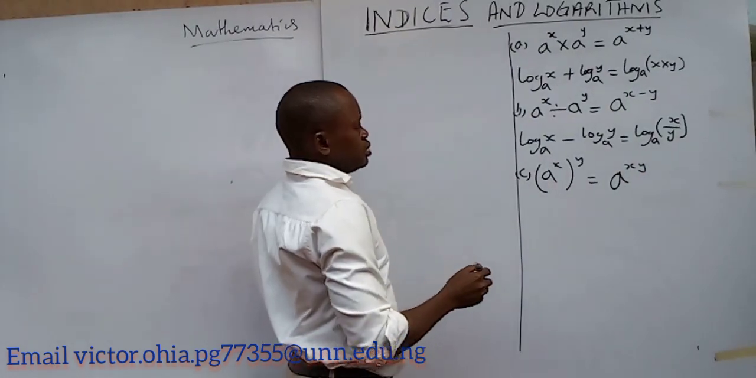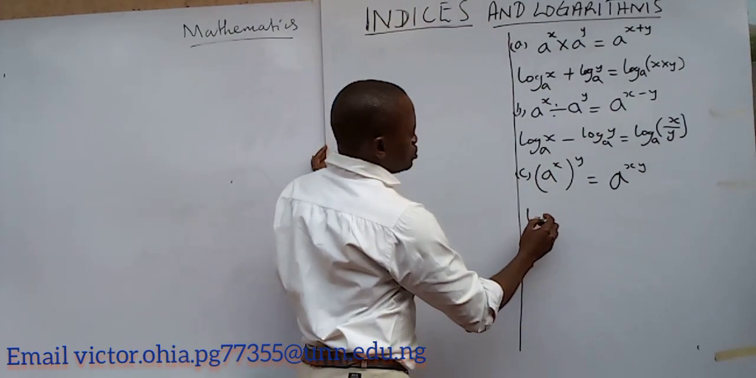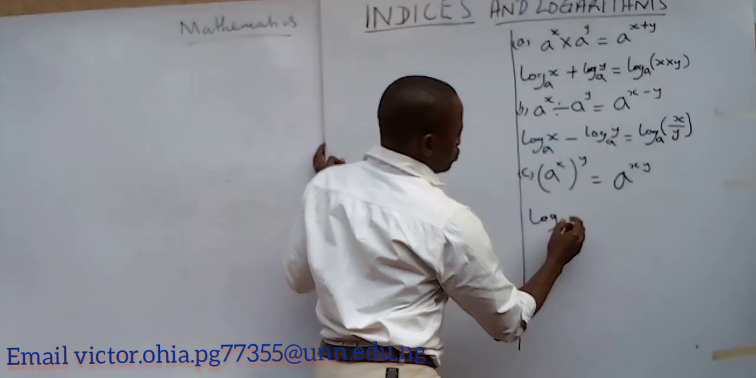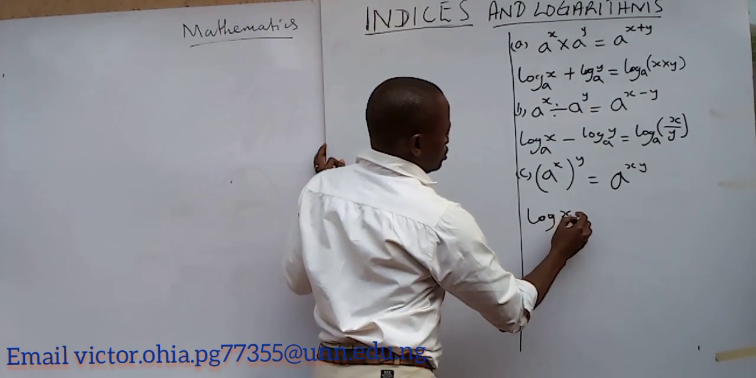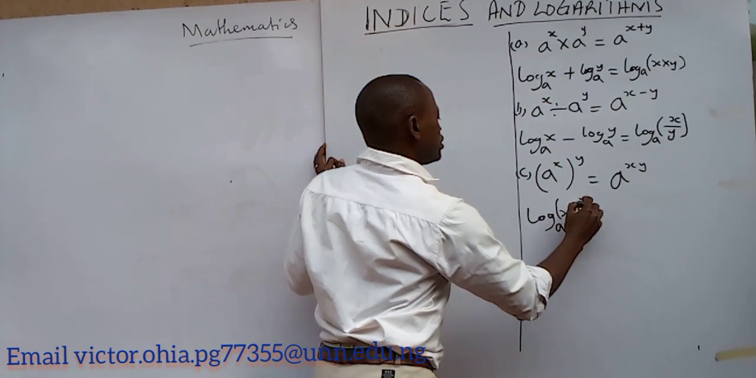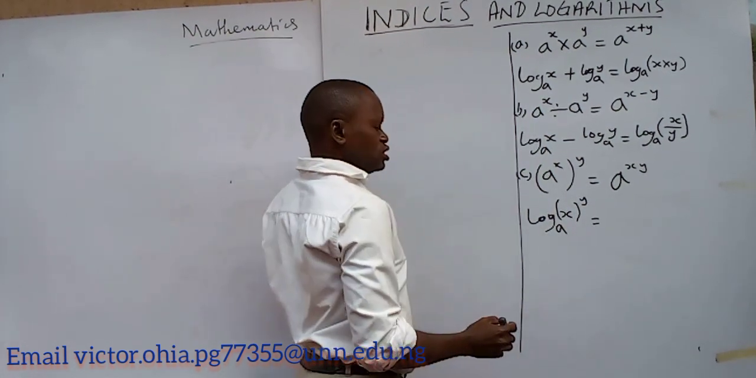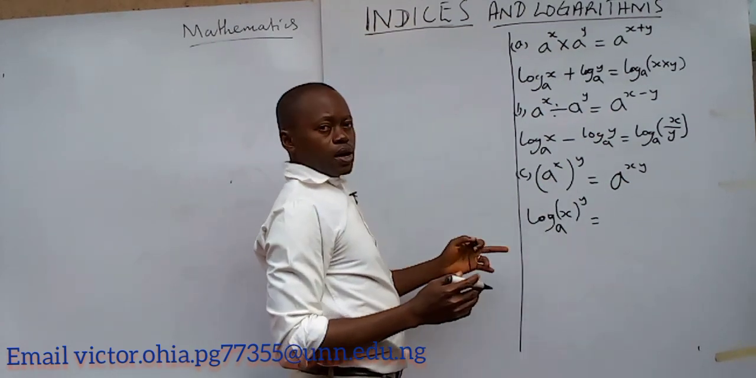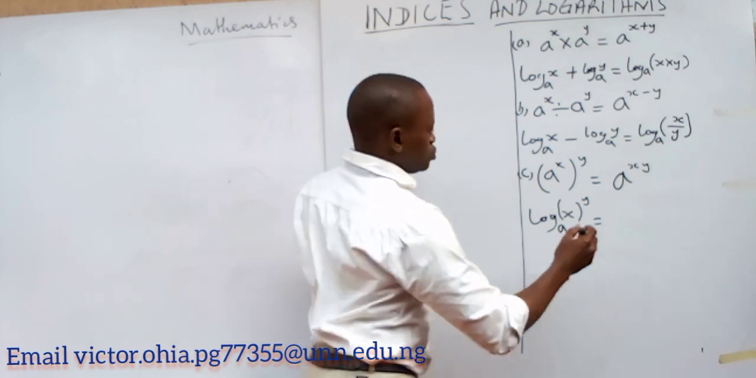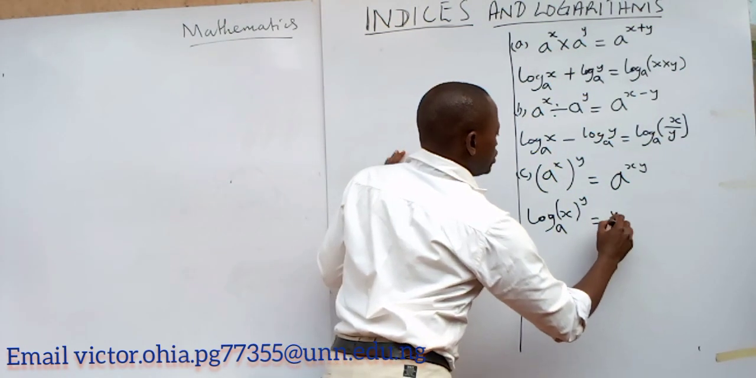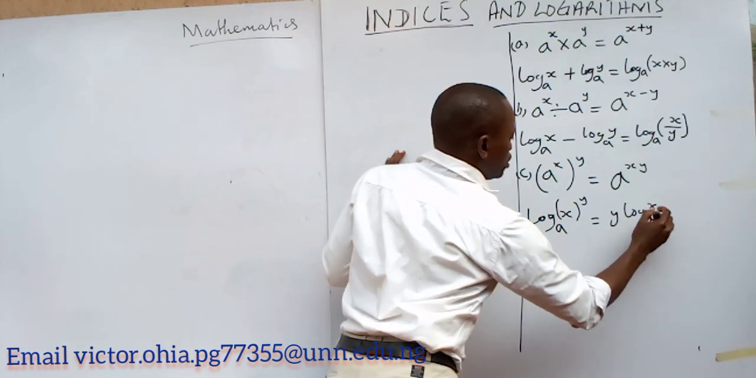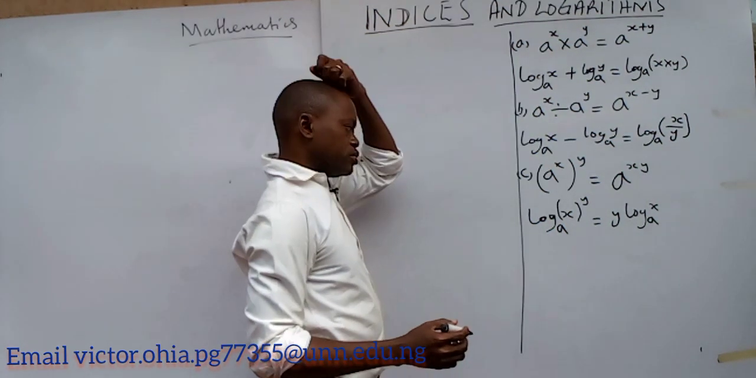That's what indices say. But here in logarithm, it says that if you have log x in base a and this x is raised to power y, what you are going to do is take the product of the power and the logarithm of the number. So this will become y log x in base a. This is what you are going to obtain.